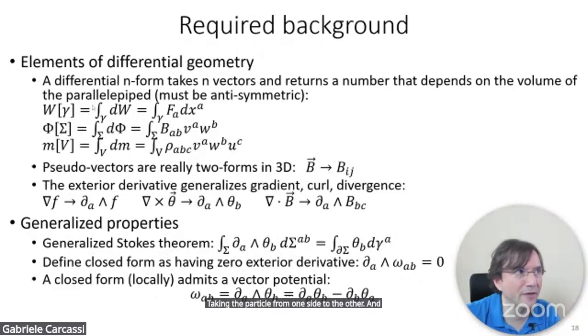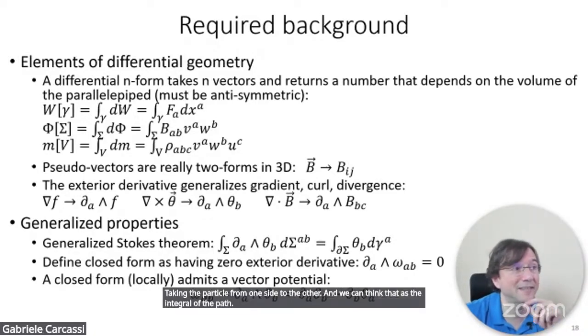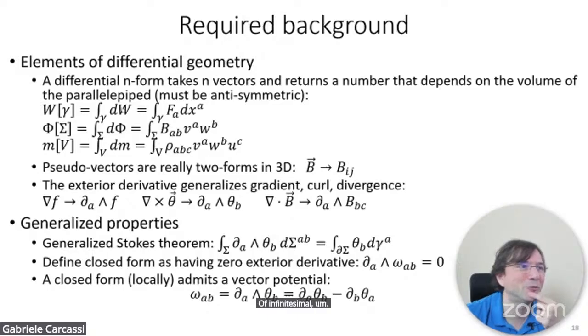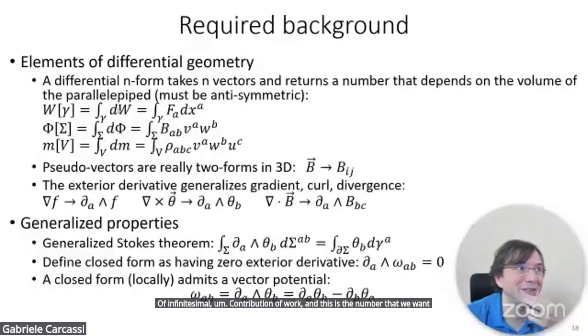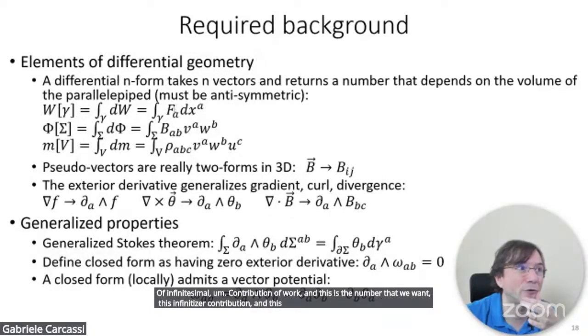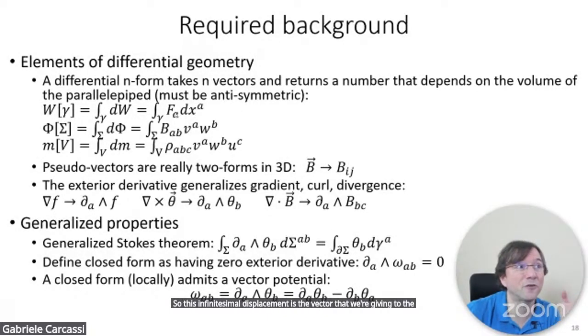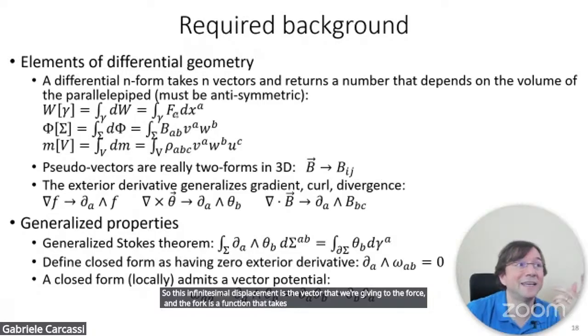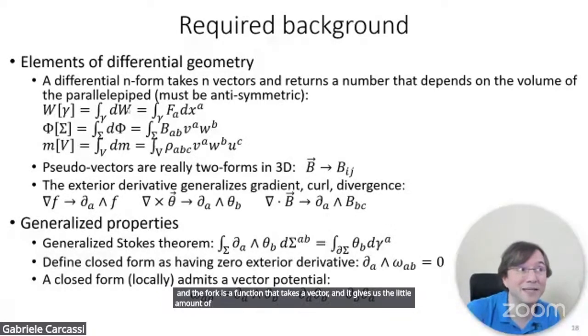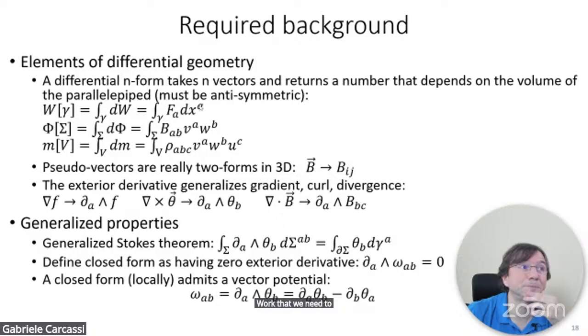And we can think of that as the integral over the path of infinitesimal contributions of work. And this is the number that we want, this infinitesimal contribution. And this can be seen as a force applied to an infinitesimal displacement. So this infinitesimal displacement is the vector that we're giving to the force. And the force is a function that takes a vector and gives us the infinitesimal amount of work that we need to sum up. Now, F is a one form because it's taking a vector and it gives us a number.